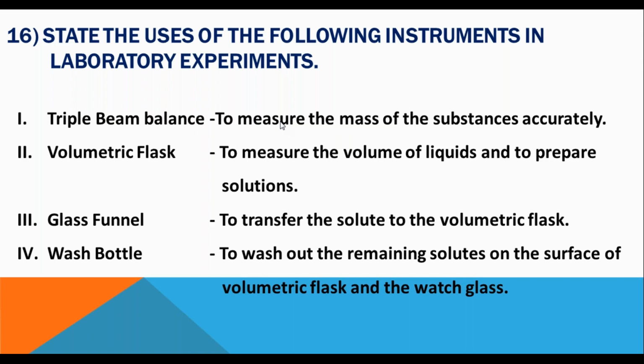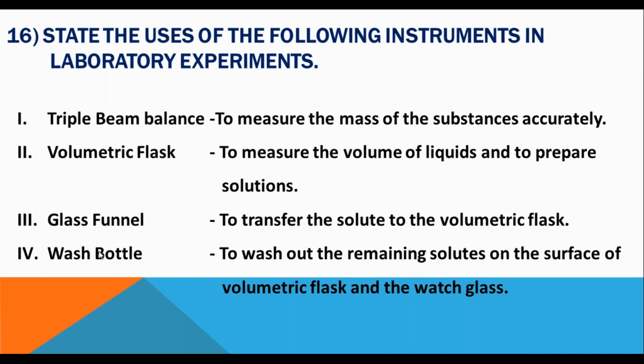And the third one, glass funnel. In these laboratory activities, we use the glass funnel to filter and to transfer the solute to the volumetric flask. Volumetric flask is the place where we collect it. The solutes are transferred from the watch glass into the volumetric flask, and to make it completely transferred we use these glass funnels, right? And the wash bottle. What is the use of the wash bottle? The wash bottle is used to wash out the remaining solutes on the surface of the volumetric flask and the watch glass. That means over the watch glass we keep the solute, and we also apply that into the funnel. These are the functions of these equipments.